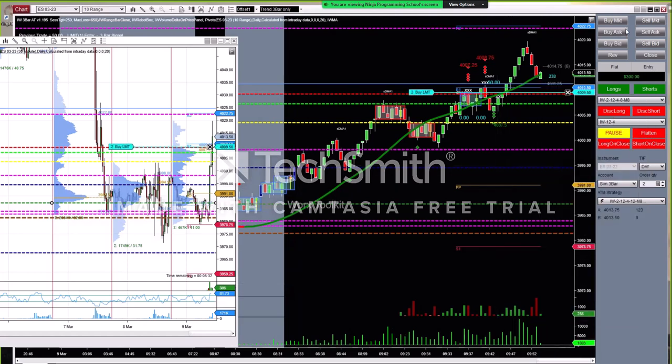Okay, so here's where the system's telling us it wants to go in. 10 1/4. Yeah, I'm not going to take this here. I'm going to let it come down one bar. You can see the delta increasing to the downside.